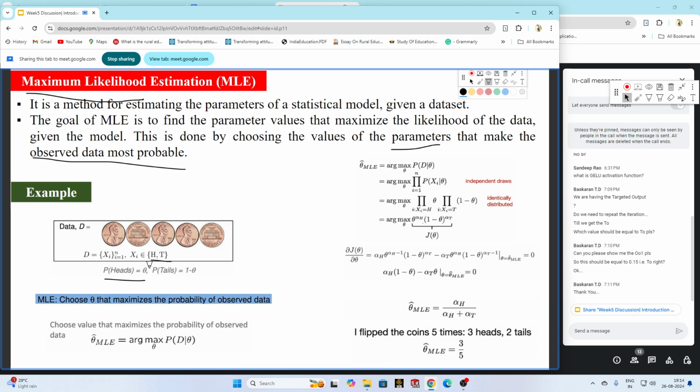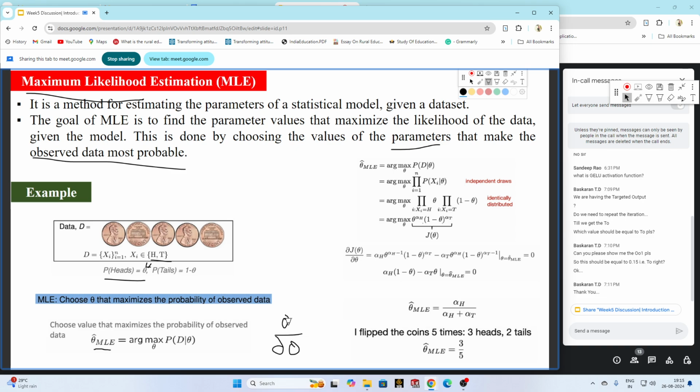So we have to find the theta which will maximize the probability of the observed data. Choose the value that maximizes the probability of the data, and the theta that gives the maximum probability of the data, we call it MLE, that is maximum likelihood estimation. And how is this MLE calculated? That is argmax. Argmax is nothing but d with respect to d theta. This we have to maximize.